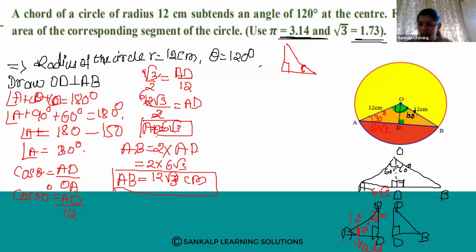So now we got the value of AB. But we don't know one more value. Which one? We don't know the OD value. Right? So AD value is known, OA value is known, but we don't know the value of OD. OD is common to both the triangles. So we need to find out the OD value. For that, what is OD?